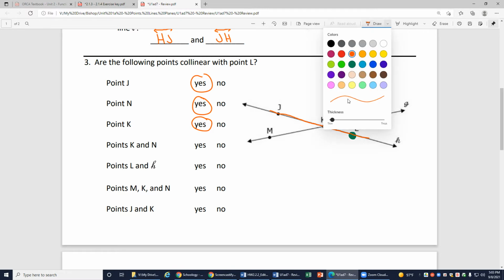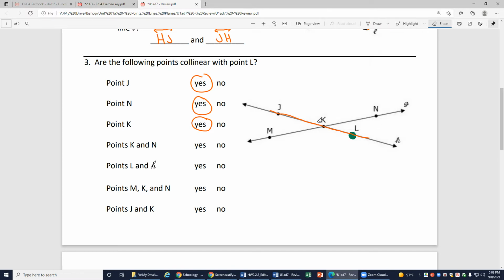Now we have to really stop. We wouldn't have even had to look at those last sets, because if you have 2 points, so J and L, N and L, K and L, you're always going to say yes, because 2 points are always collinear on the same line. Okay, so again here, K and N, are they collinear with L?